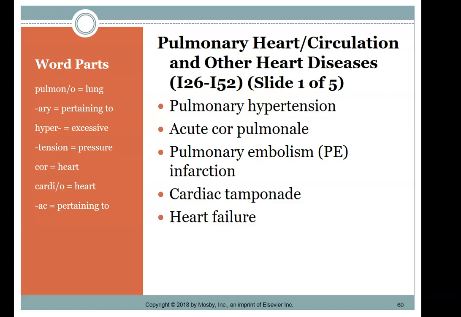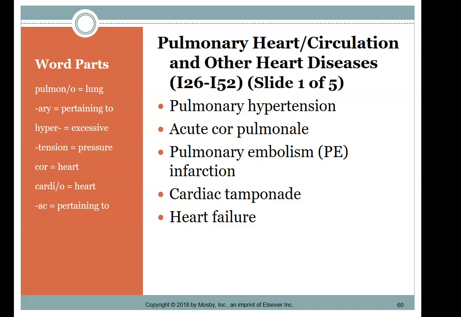Pulmonary heart and circulation and other heart diseases. Pulmonary hypertension is an excessive pulmonary arterial blood pressure. Acute cor pulmonale, that is a sudden right ventricular failure due to chronic pulmonary hypertension. A pulmonary embolism, infarction, is a blockage of one of the pulmonary vessels accompanied by the death of lung tissue.